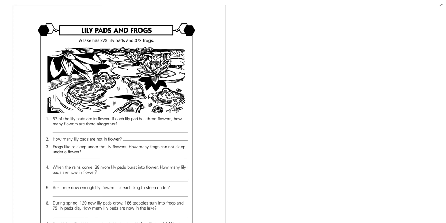Hey guys, so we're going to be looking at some more problem solving today. We're going to go back to this lily pads and frogs problem. In the last session we did question 1, and we found that the total number of flowers on the 87 lily pads that were in flower was 261 flowers.